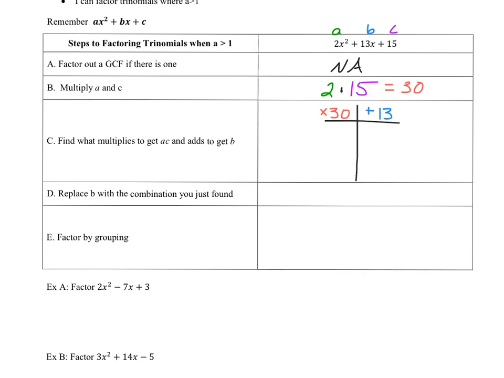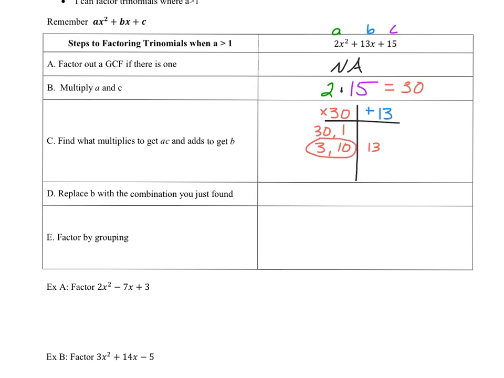So let's think of some things that multiply to get 30. Well, there's 30 and 1. Well, there's no way those two can create 13. Then there's 3 and 10. Oh, well, 3 and 10, yeah, that can add to get 13, right? So that's my combo that I want. So I'm going to just circle that.